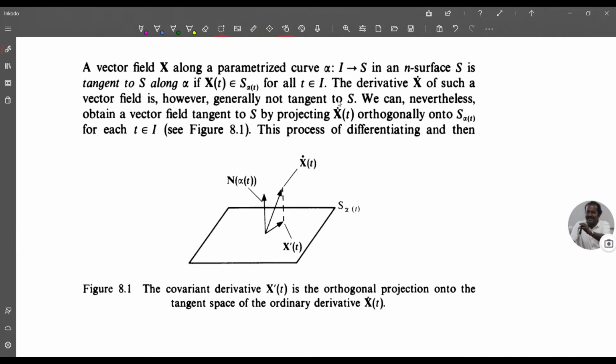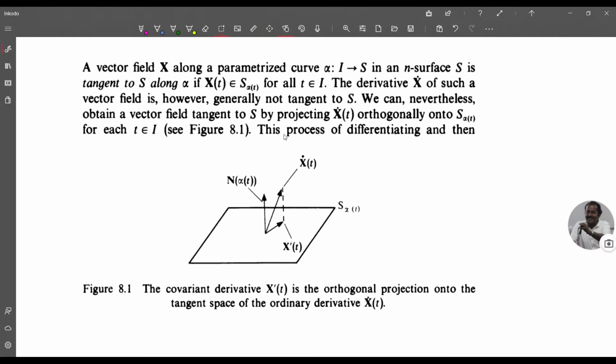You consider S_alpha(t), then you know that this is n of alpha of t. Then x dot of alpha of t will be like this. It need not be along this. Then we can nevertheless obtain a vector field tangent to S by projecting x dot orthogonally to S_alpha(t) for each t in I. So you consider this x dot of t, you project x dot of t to the tangent space S_alpha(t) at alpha of t.